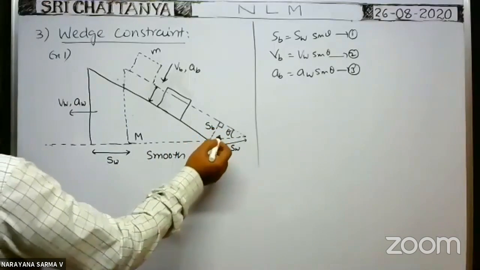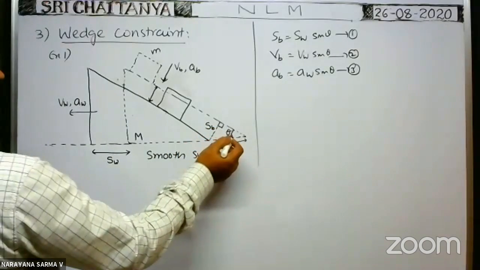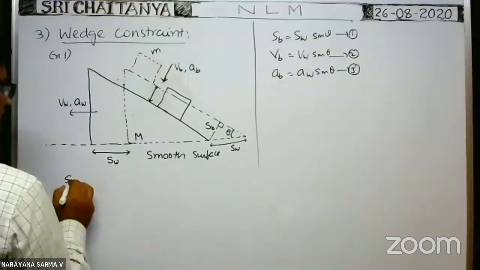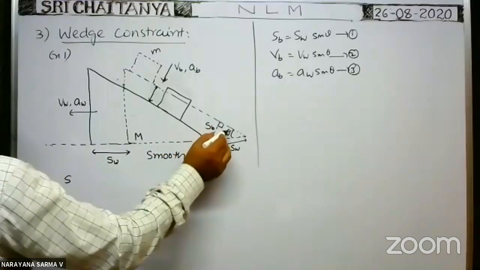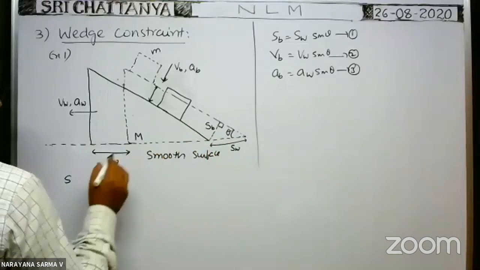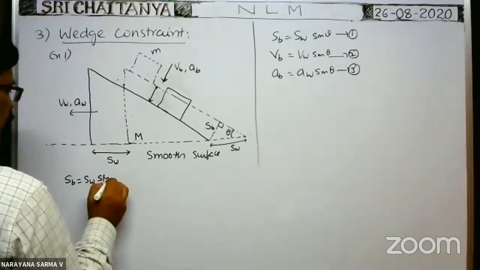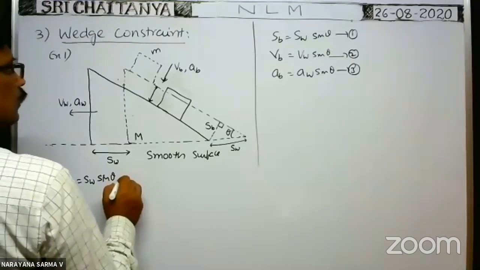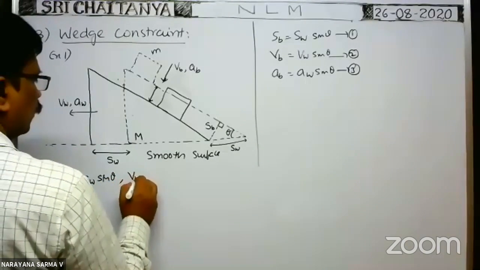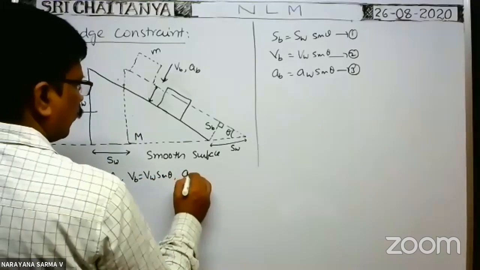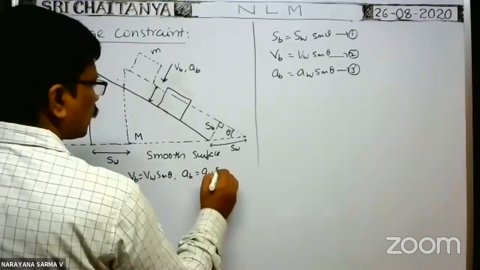Okay, from this formula, sin theta is equal to SB by SW, so SB is equal to SW into sin theta. Next, VB is equal to VW into sin theta. AB is equal to AW into sin theta.